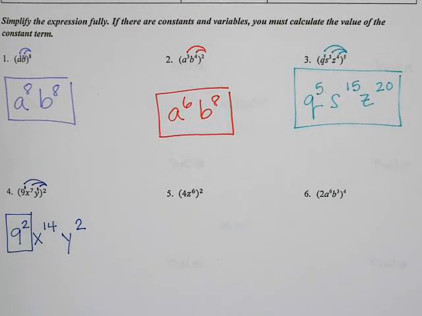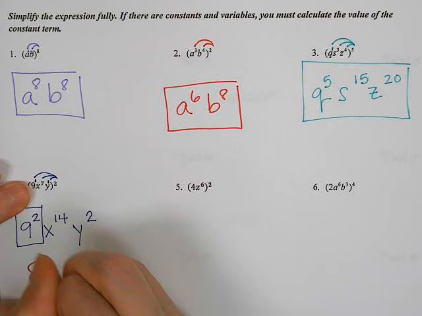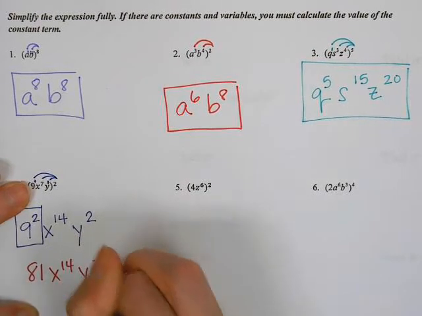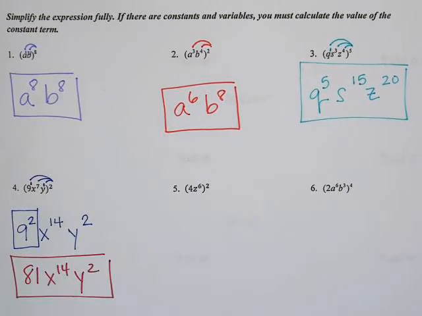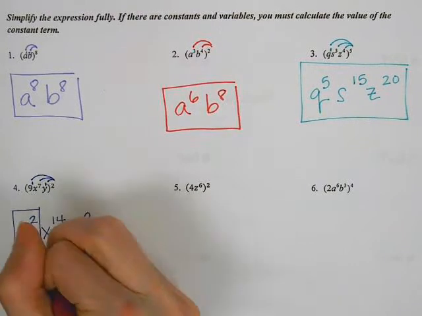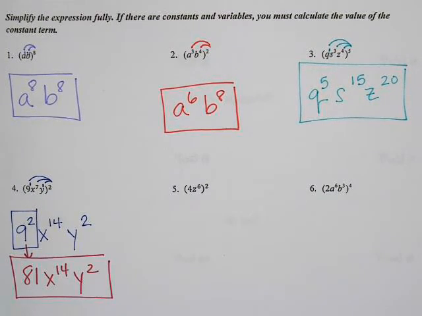But any numbers, I want you to actually calculate. What is 9 to the 2nd power? And that ends up being 81. So 81, X to the 14th, Y squared. Okay, so any numbers I want you to actually solve.